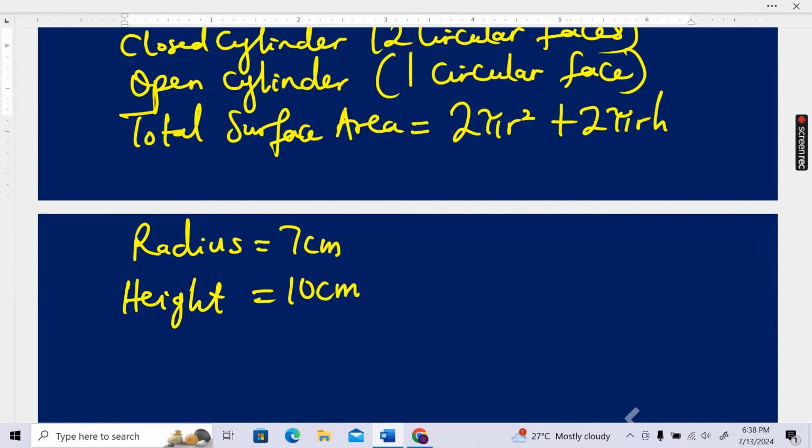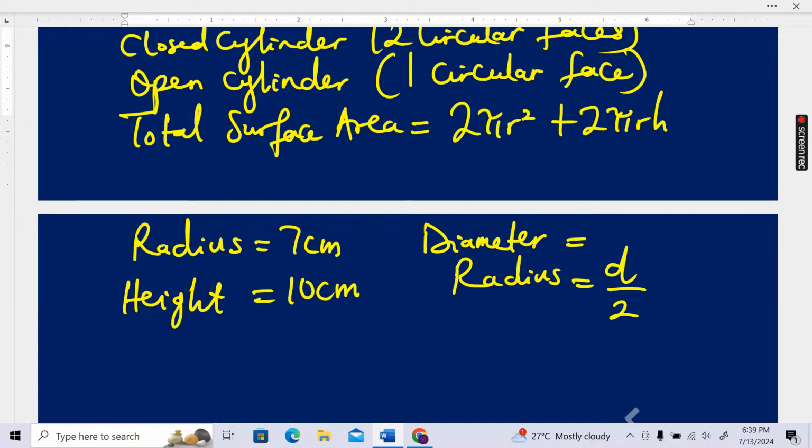Okay, so another thing you can see during questions is that you may be given a diameter. You may be given the base diameter of a cylinder. Whenever you're given diameter, you have to find the radius. To find the radius using the diameter, that's diameter divided by 2. Take note. If in the question you were given the value of diameter and not radius, just simply divide diameter by 2 and you will get the radius.